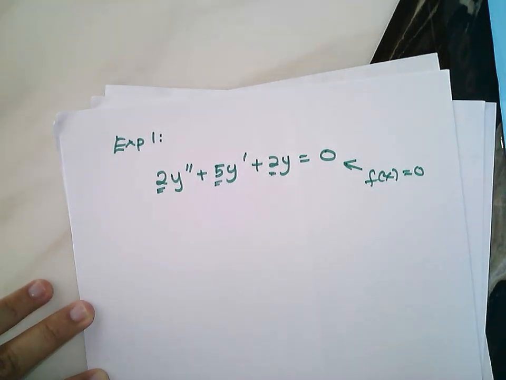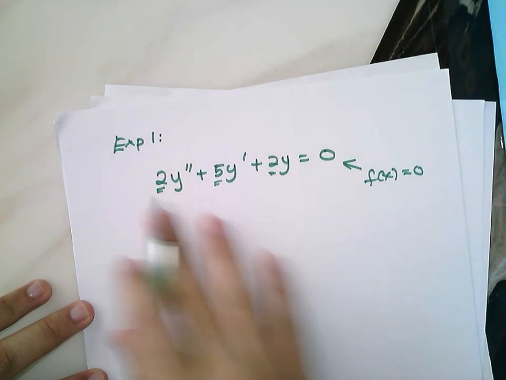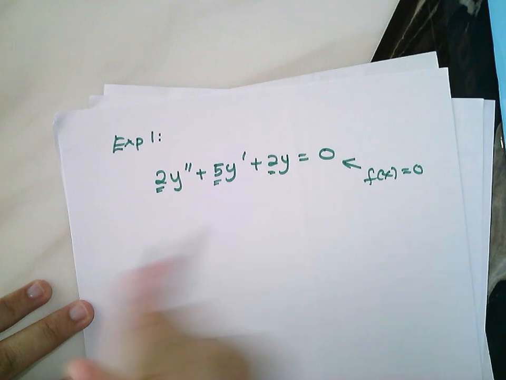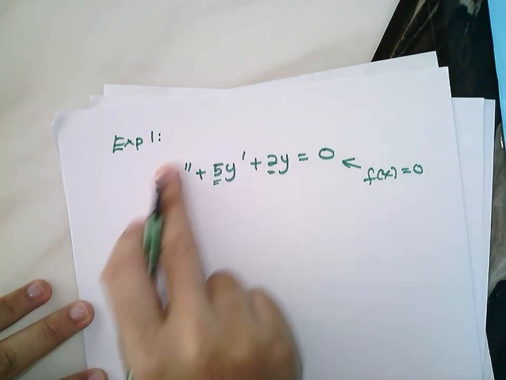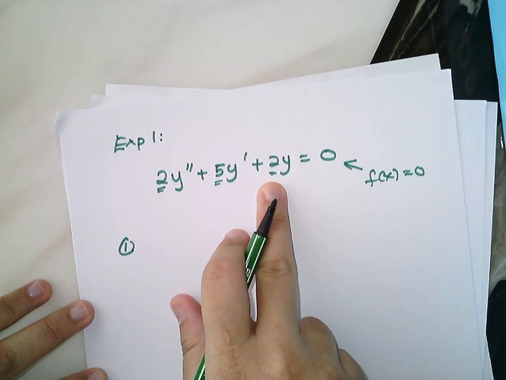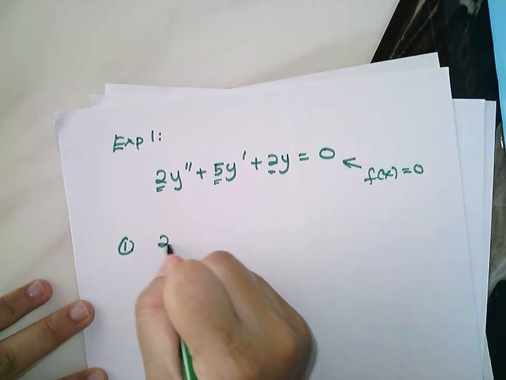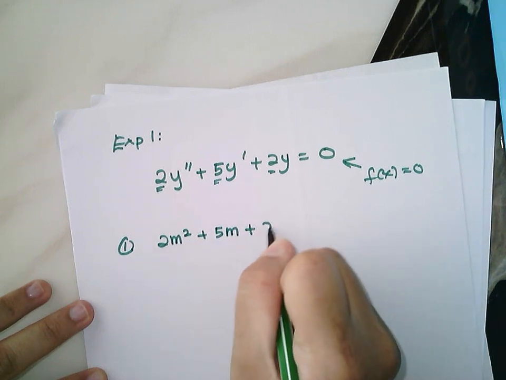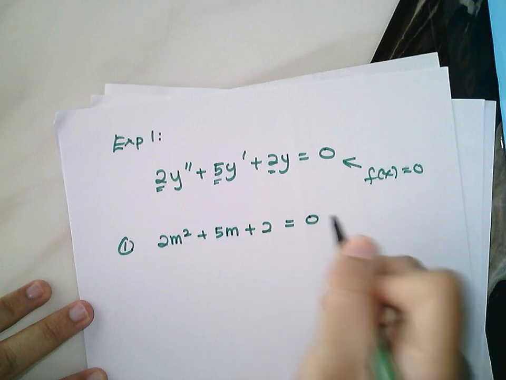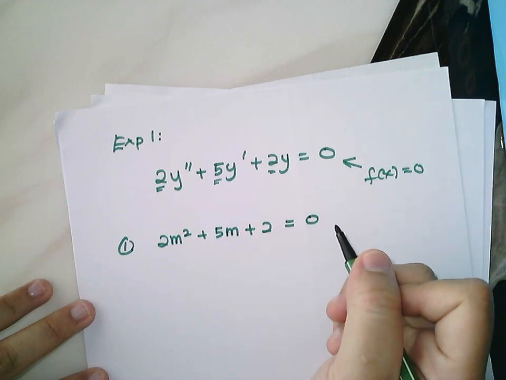Constant value of constant. Okay, so to solve the second order linear differential equation, first you have to express the problem in terms of the characteristic equation. So you will have 2m² + 5m + 2 = 0. So next, find the value of m.